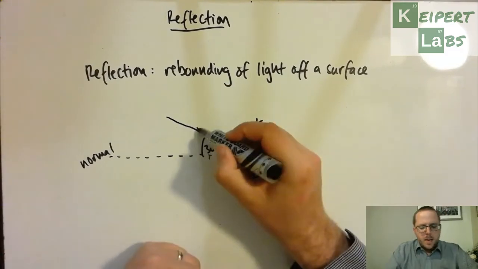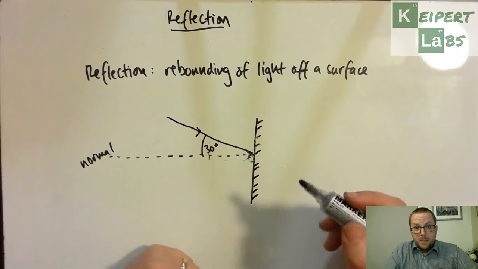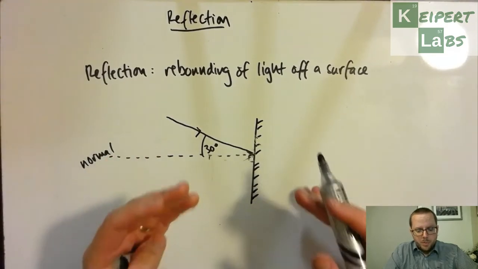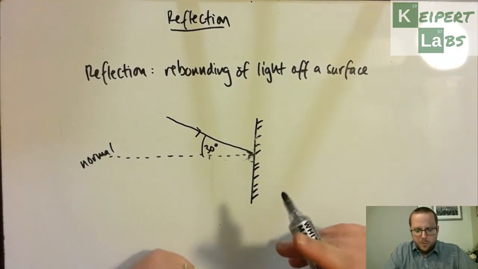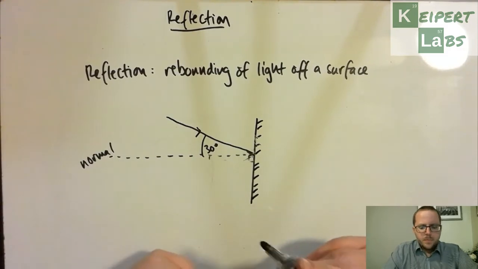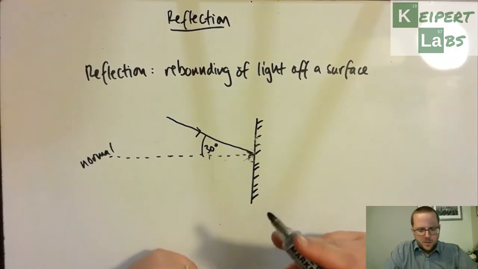Okay, I'm also not modeling the best behavior because I'm not using a ruler at the moment, because I don't have one handy with me. Okay, the Keipert Labs studio is not as well stocked as you'd think.